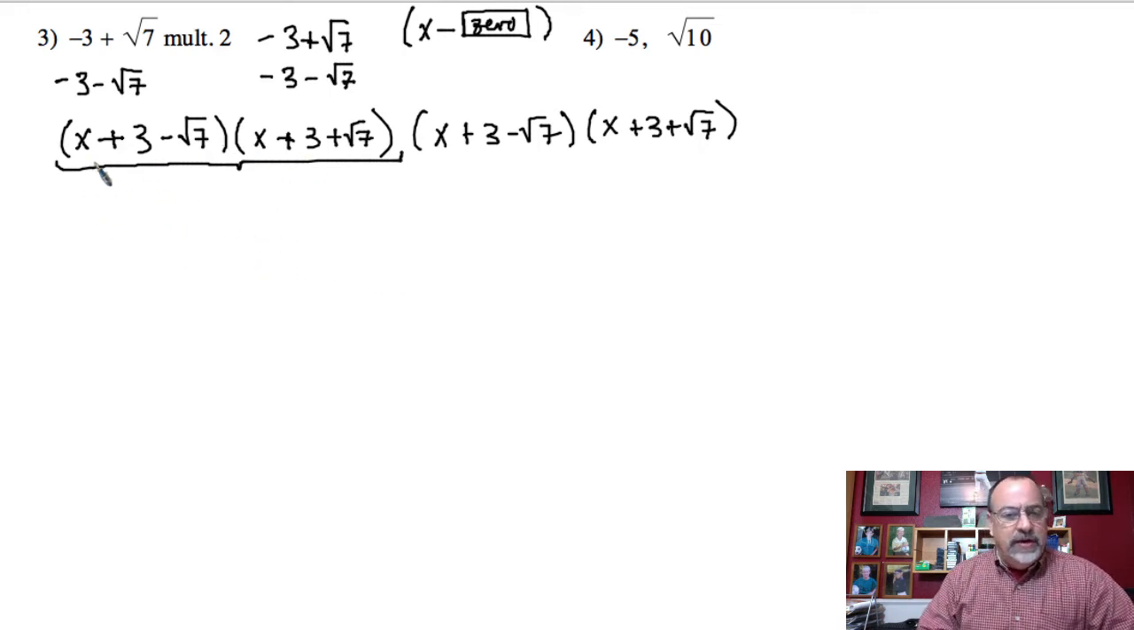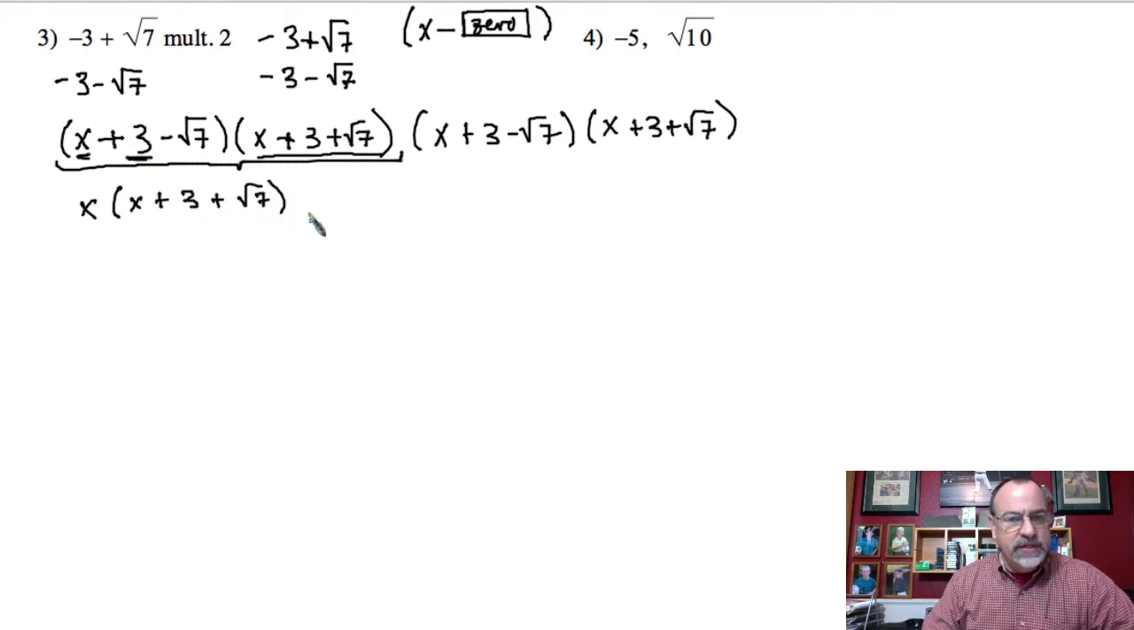All right, so we're going to take this x, and we're going to distribute it to this whole thing. So it's going to be times x plus 3 plus the square root of 7. And then I'm going to take this positive 3, and I have to multiply it by this whole thing, x plus 3 plus square root of 7.